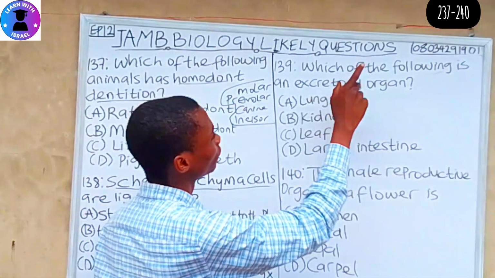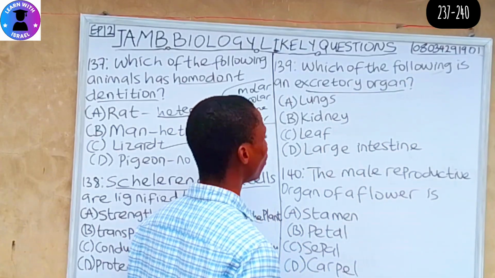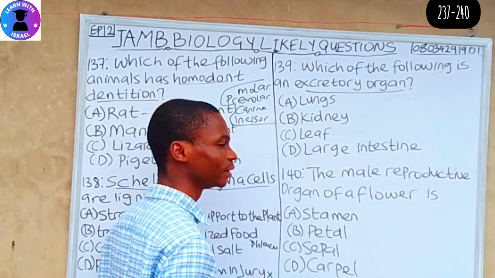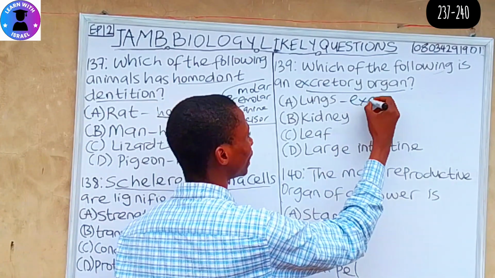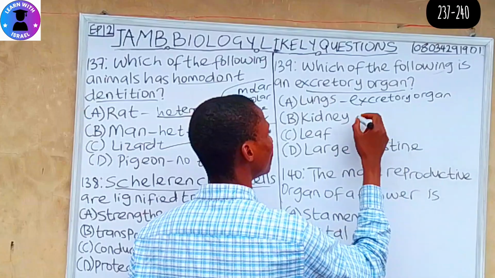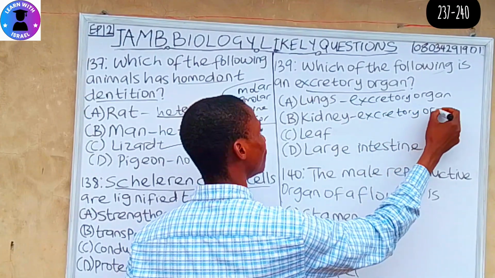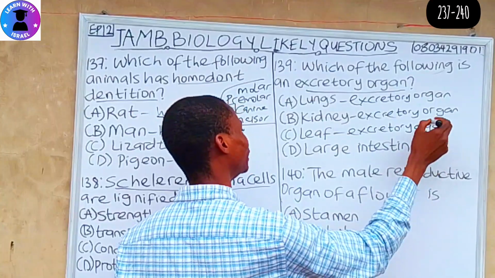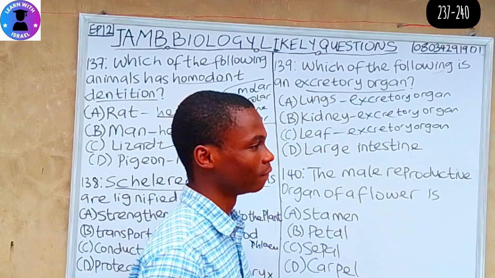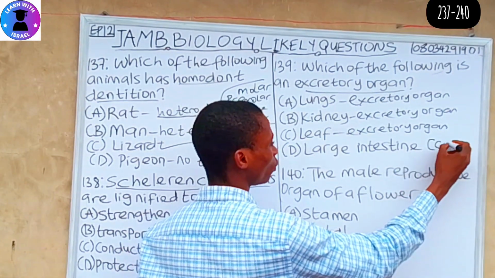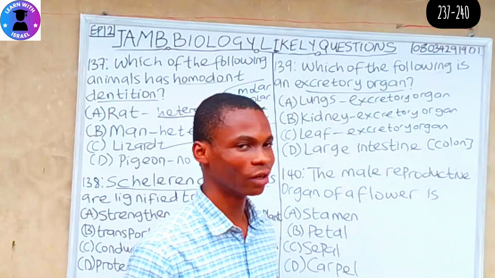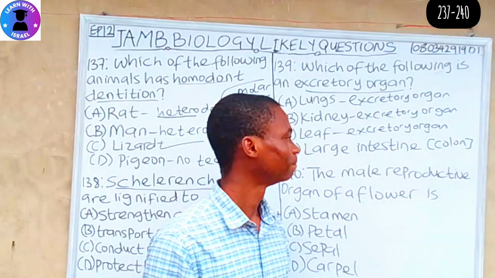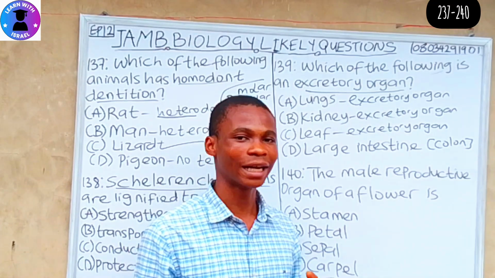Question 139. Which of the following is an excretory organ? A. Lungs, B. Kidney, C. Leaf, D. Large intestine. Let's start from lungs. Lungs is an excretory organ. Kidney also is an excretory organ. Leaf also is an excretory organ. But large intestine is not an excretory organ. We have colon, which is in the large intestine, and after colon we can find the rectum. This colon passes out the feces, so the colon is not an excretory organ, and neither is the large intestine.